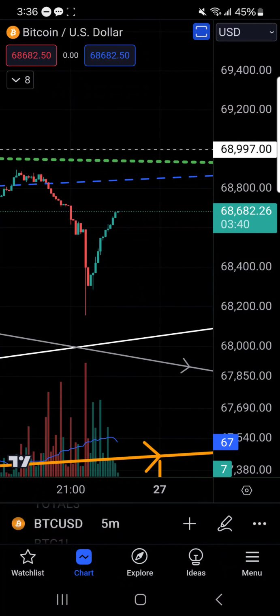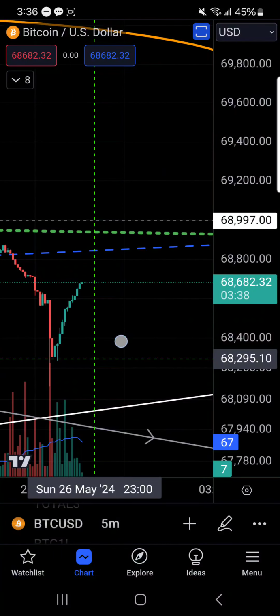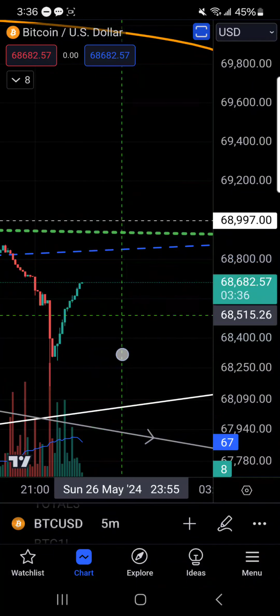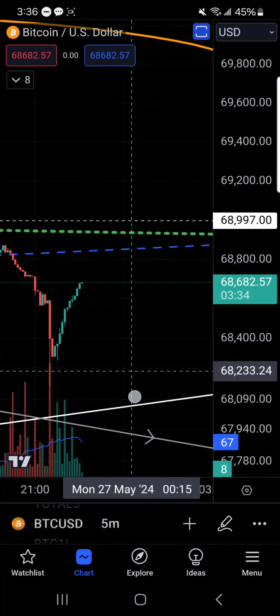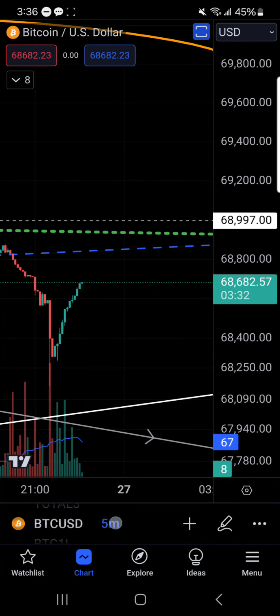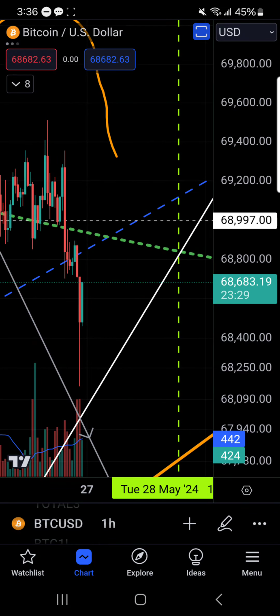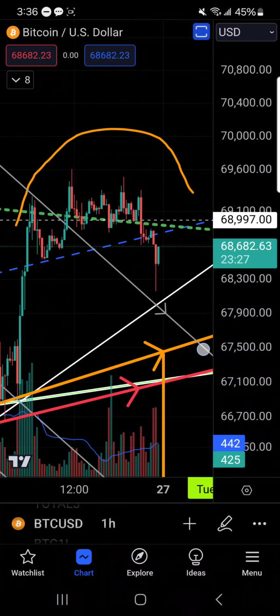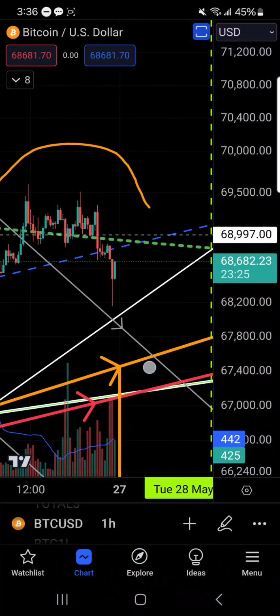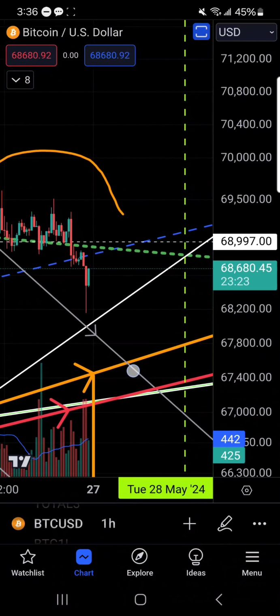But thus far, looks like we're having a bounce here. I guess I better go now because I'm not saying anything new. And everything that's going on is still not invalidating the head and shoulders yet.